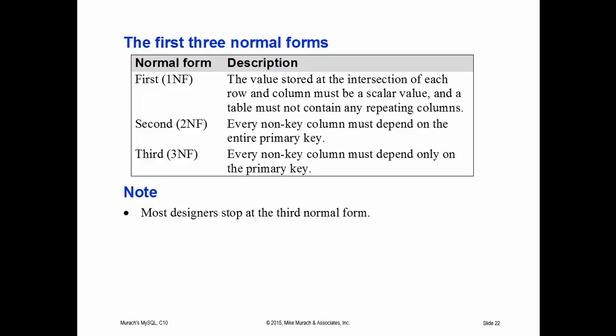First normal form. The value stored, again, in each data cell is scalar, so it's a single value, and you're not repeating things. The idea is if you go through there and you see you're repeating things, that means that you haven't broken your stuff up into enough tables. Second normal form, every column or every field that's not a key must depend on the entire primary key. And third, every non-key column must depend only on the primary key.